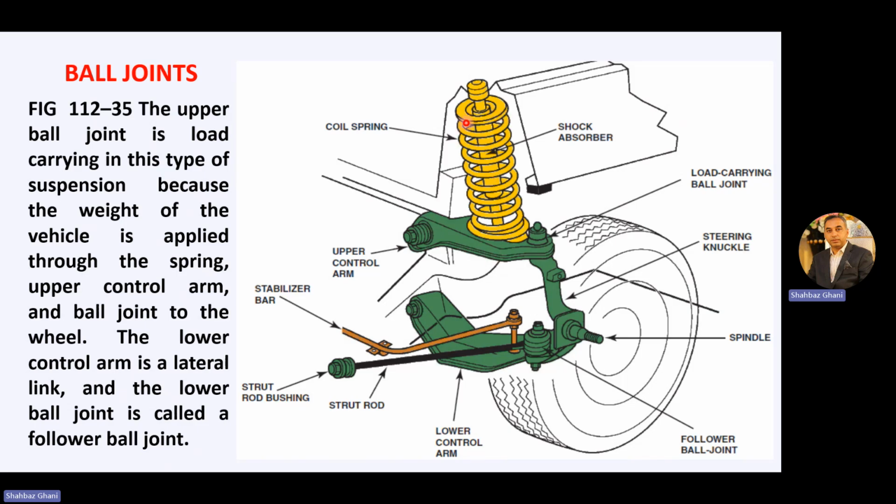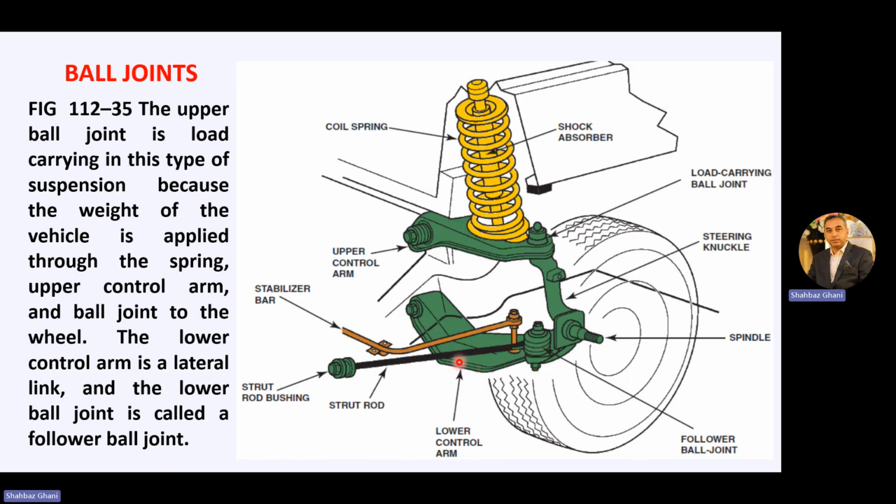Now let's see. We have this coil spring and the shock absorber assembly mounted on an upper control arm. That upper control arm, then we have a load carrying ball joint which is attaching the control arms to the steering knuckle. On the steering knuckle, we have a spindle or a flange on which the wheel is mounted. Then we have lower control arm along with the follower ball joint or non-load carrying ball joint.